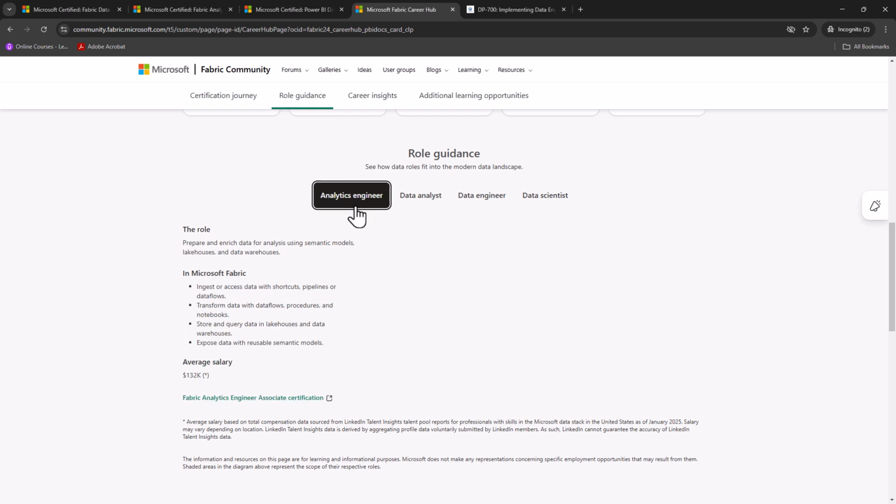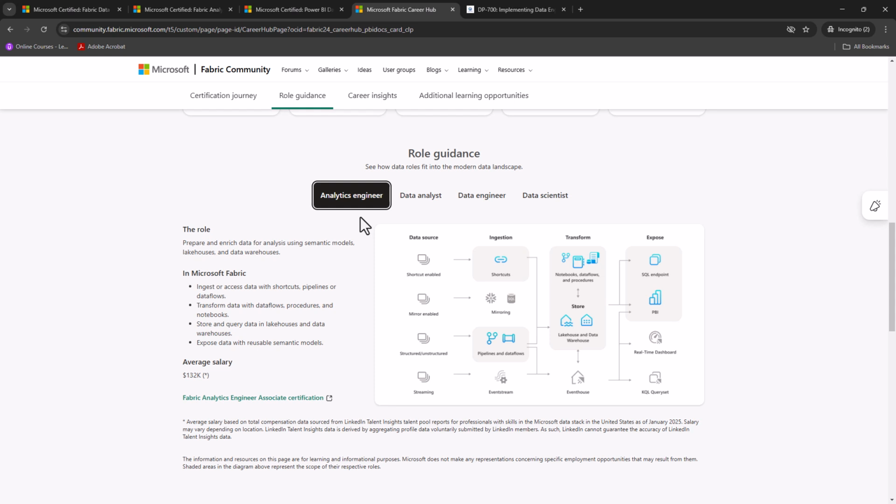If we now turn to the analytics engineer, this is the DP-600, then in addition to Power BI and SQL and notebooks, data flows, and procedures, you also need to know about Lakehouse and Data Warehouse. And it says shortcuts, but that's been removed from the DP600, and pipelines and data flow ingestion. Now, I would say that the DP600 does not look at the transformation of data using notebooks and procedures.